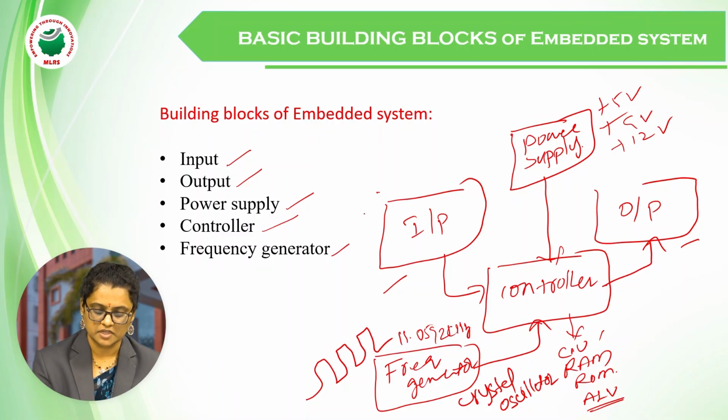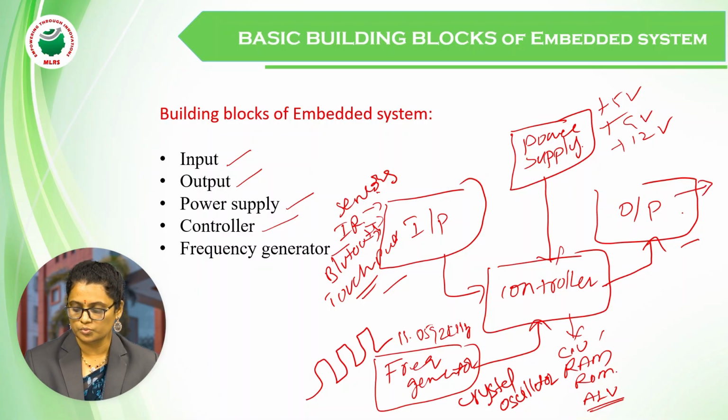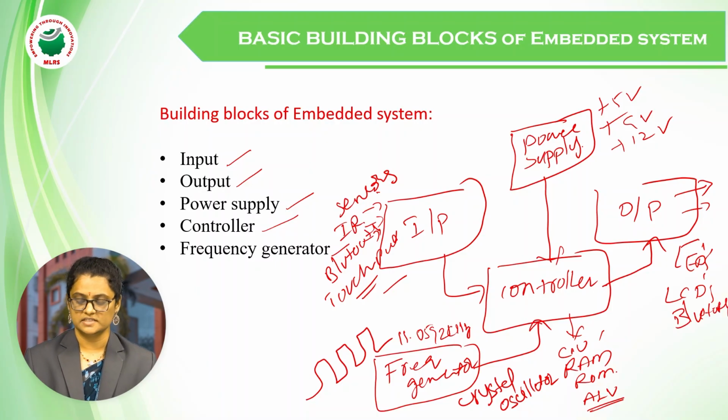Here you can give the inputs. The inputs are in the form of sensors, IRs, Bluetooth, touch panels, like that. In the form of these inputs, we can give to the controller, and finally we can get the output here. Output is in the form of LEDs, LCDs and Bluetooth. So this is the main building block of the embedded system.